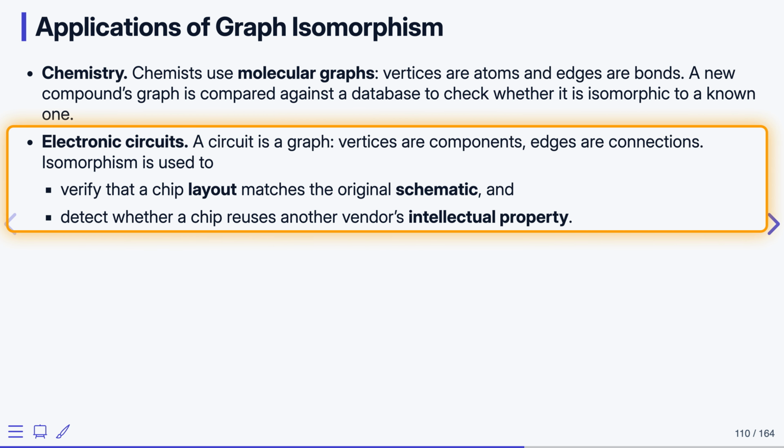Second, electronic circuits. A circuit is also a graph. The components are vertices, and the wires are edges. Engineers check that the real chip layout matches the original design drawing, and they check whether one company has copied the protected design of another.